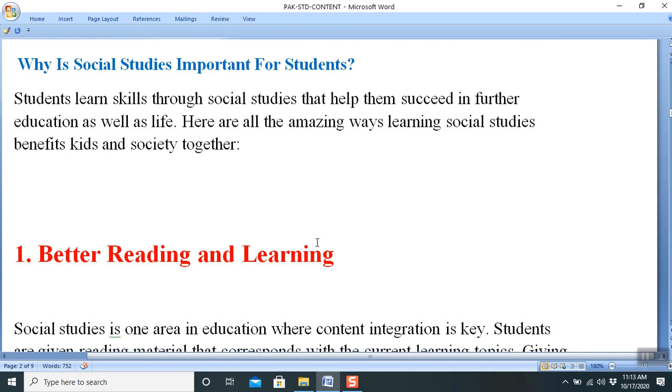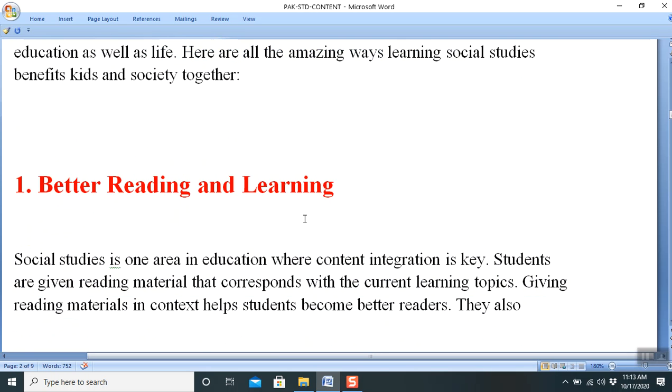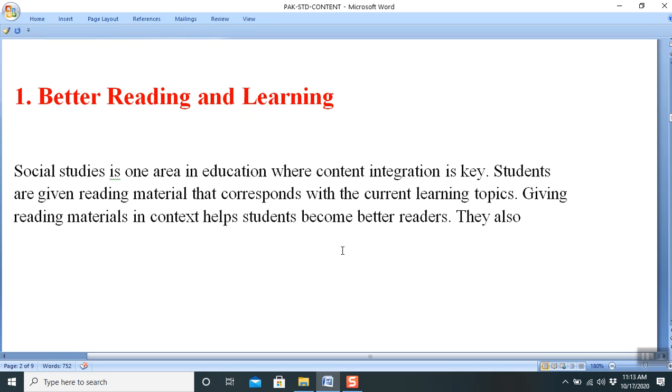There are certain important points for studying Pakistan studies, or especially social studies. Over and again, I'm emphasizing that Pakistan studies is basically a social studies. Clear? And when you focus on Pakistan, it becomes Pakistan studies. Better reading and learning. Clear? A student of social studies becomes a better reader and learns better about societies, their systems of government, economics, and so on.